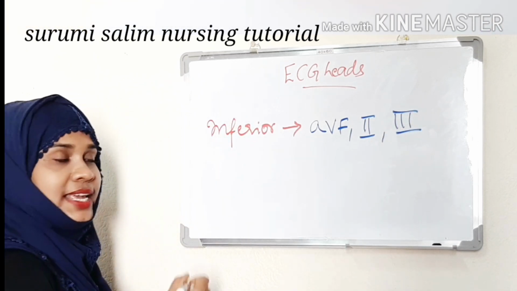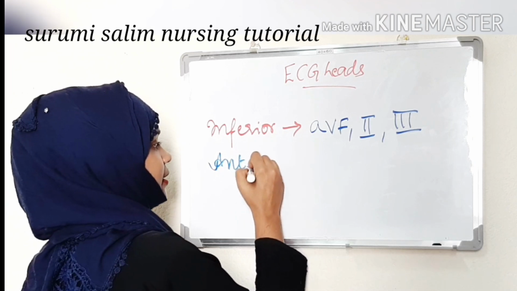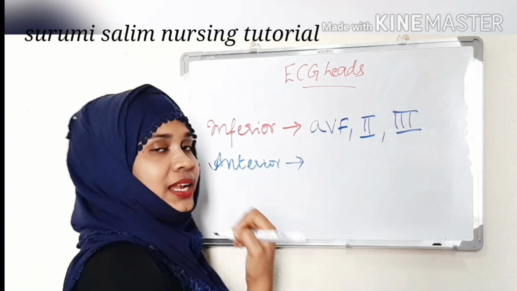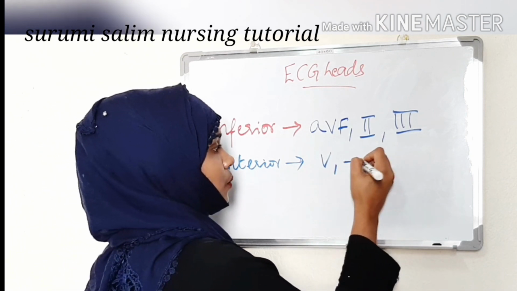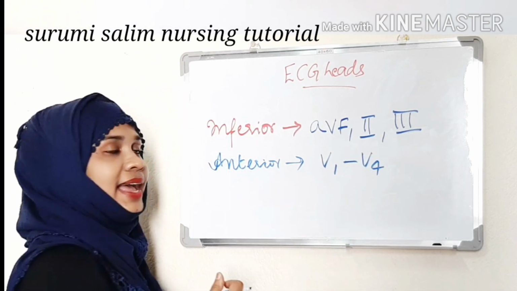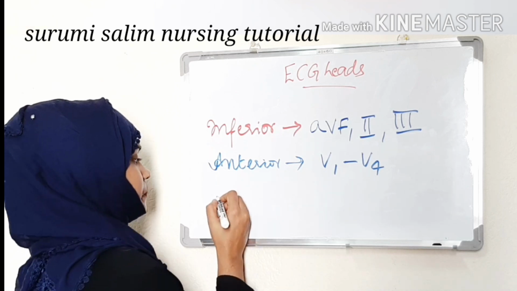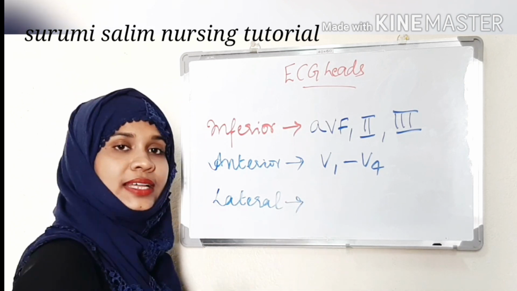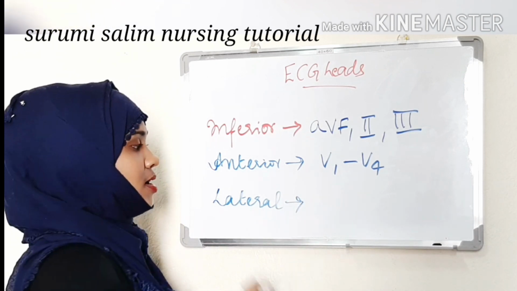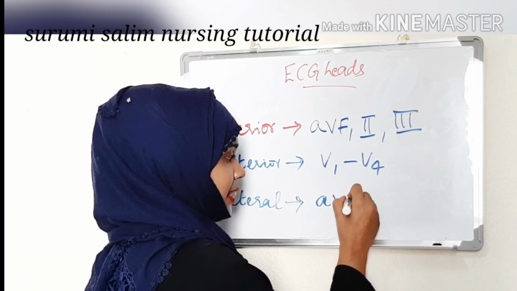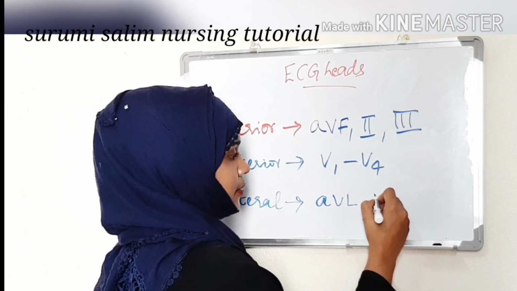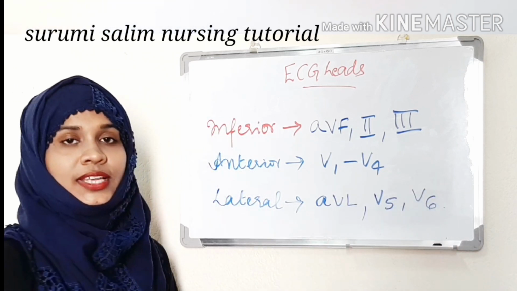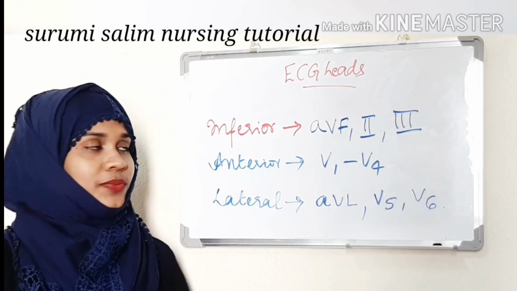Okay, if there is any anterior infarct in the left anterior descending artery, the leads we are viewing are V1 to V4, or they are called the anterior leads. Next is the lateral leads. So the lateral leads, if there is any infarct in the left circumflex artery, we are viewing AVL, okay, then V5 and V6. Okay, so this is another classification of leads also.